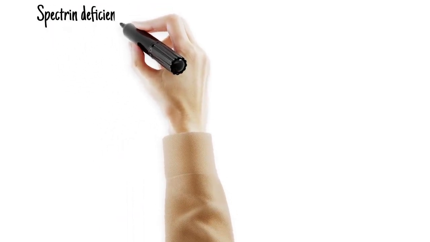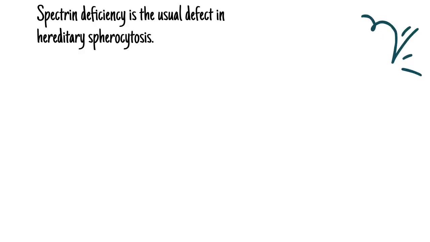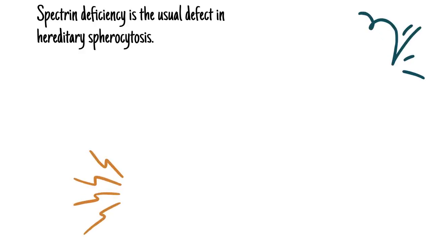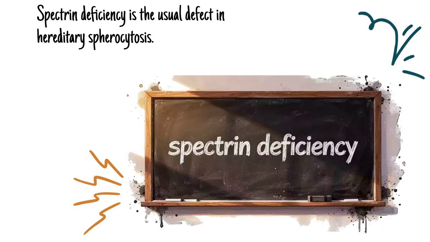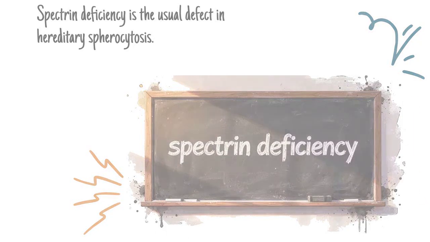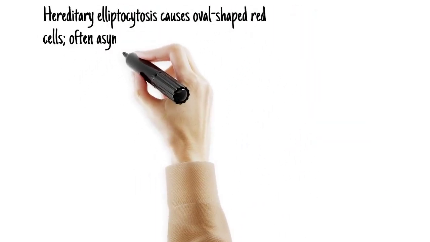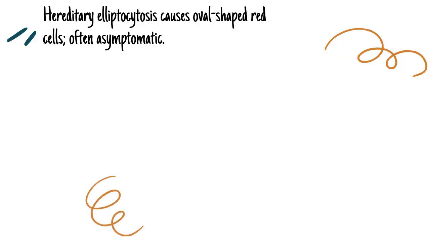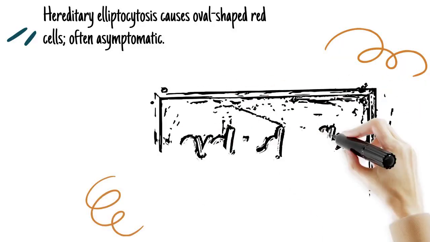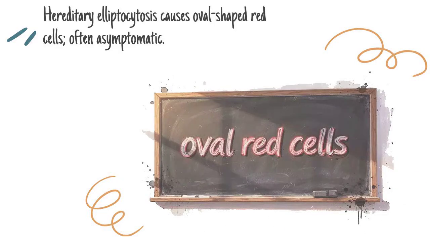The molecular basis involves defects in spectrin, ankyrin, protein 4.1, or other red cell membrane skeletal proteins, with spectrin deficiency being the most common final pathway. Hereditary elliptocytosis, another autosomal dominant condition, produces elongated, oval red cells. It can be associated with hemolytic anemia and splenomegaly, but many affected individuals remain clinically asymptomatic.